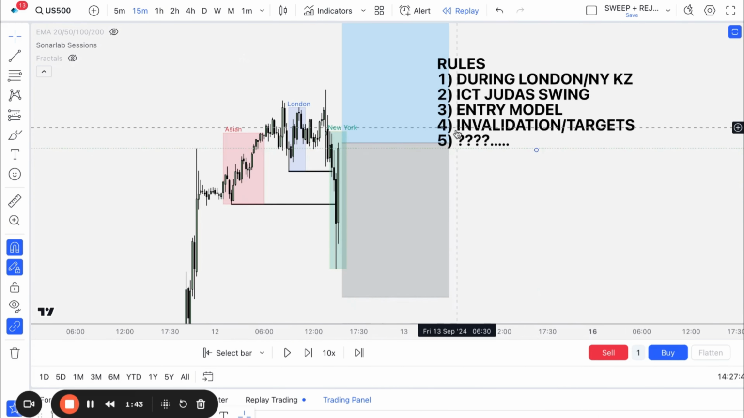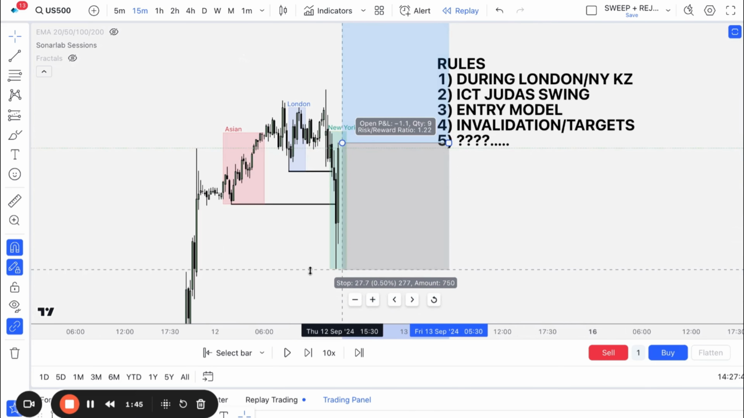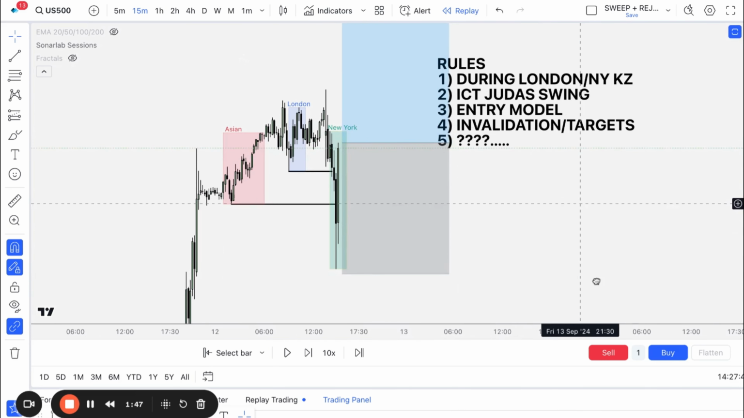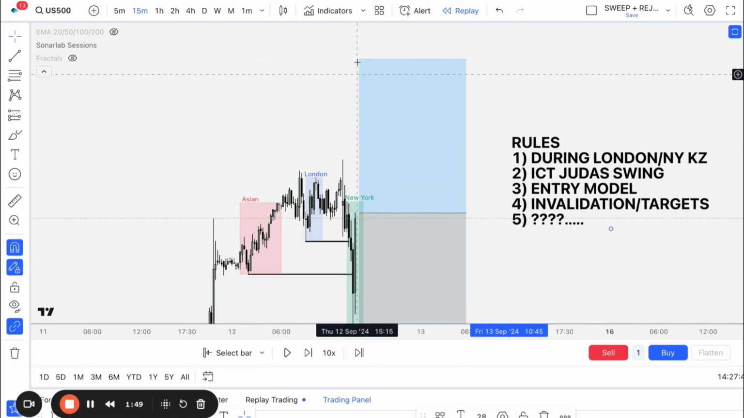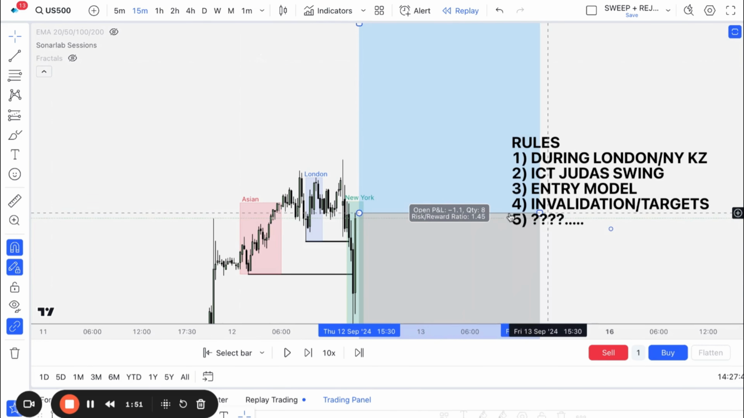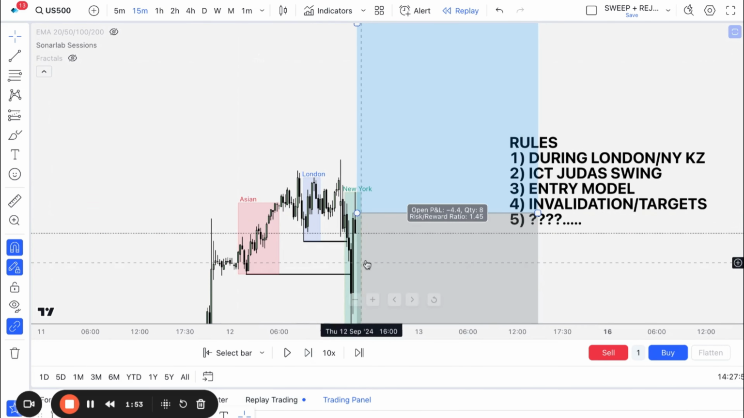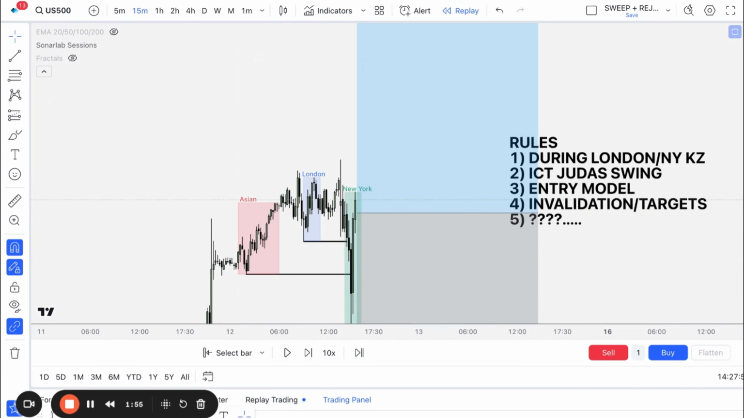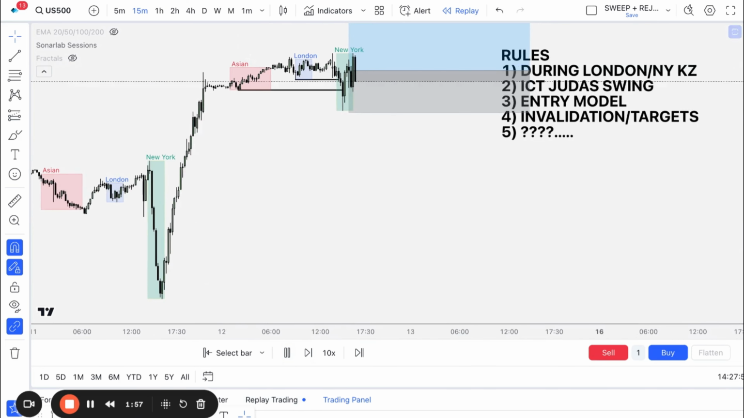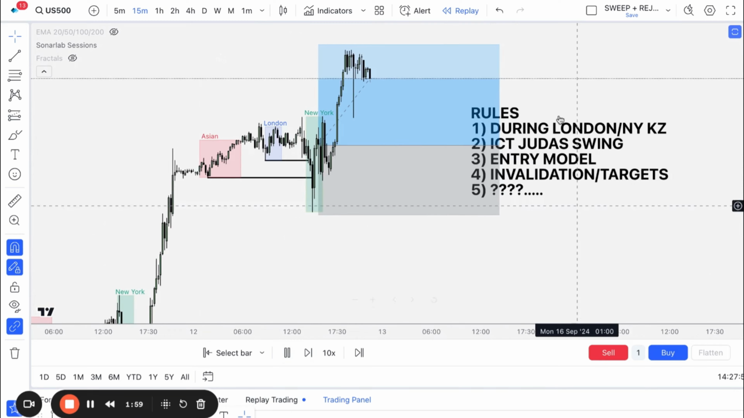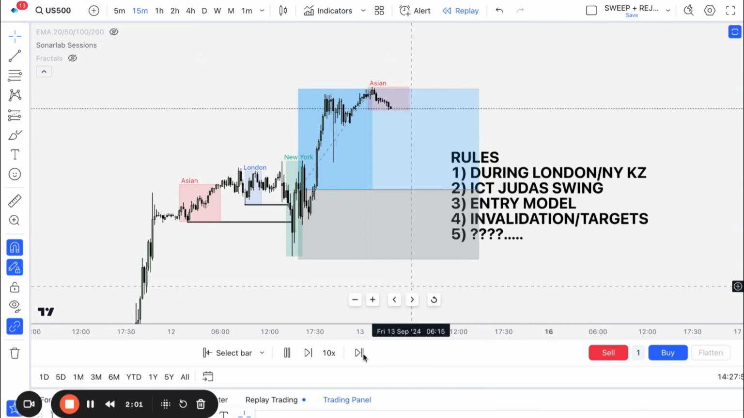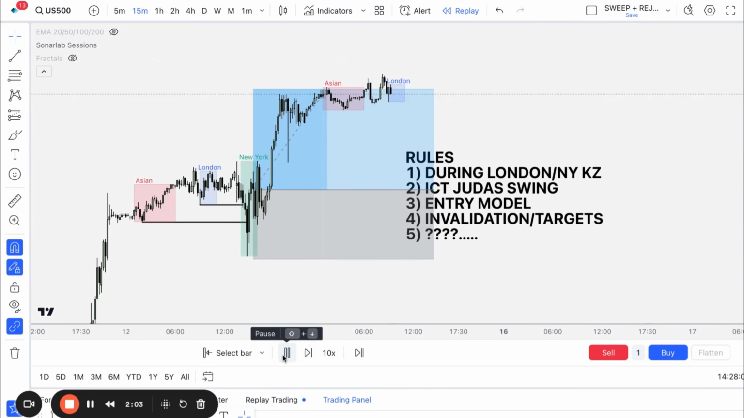In terms of number 4, our invalidation goes simply below the liquidity sweep, and then we're looking to target at least a 1 to 2 risk to reward. So we are triggered in right here, and let's play this trade on. So we're triggered in right here, and we're looking for at least a 1 to 2 risk to reward.